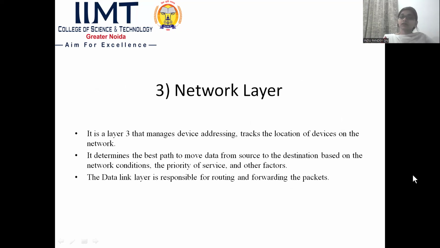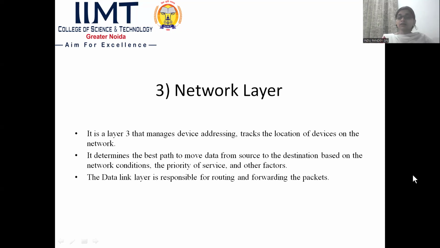Third important layer is network layer. It is layer 3 that manages device addressing and traces the location of devices on the network. It determines the best path to move data from source to the destination based on network conditions, the priority of the service, and other factors.